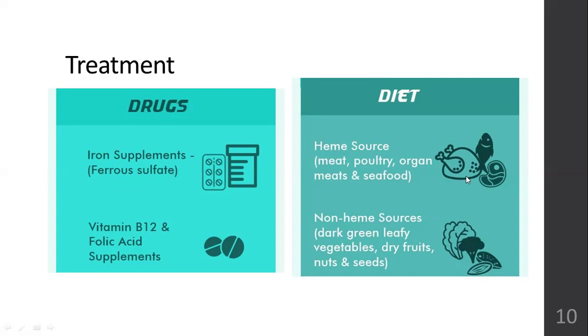So heme sources: meat, poultry, organ meats, especially liver, and seafood. These are good sources of iron. In non-heme sources: dark green leafy vegetables, dry fruits, nuts, seeds, dark raisins, black raisins, dates, ragi. These are all good sources of iron.